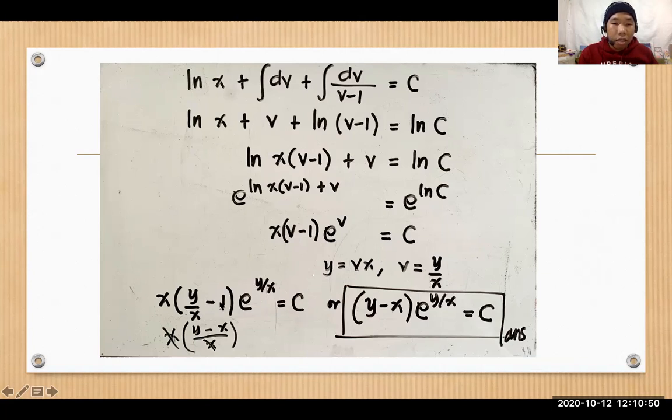Now this part in this side of the equation can be written as y over x minus x over x, or y minus x over x, and then you cancel x here. That's why your final answer is y minus x times e raised to y over x equals c.